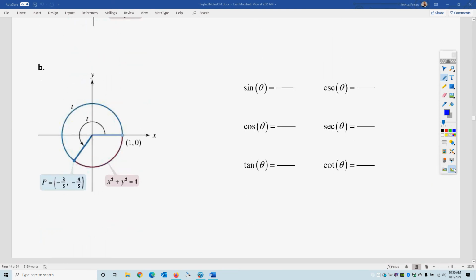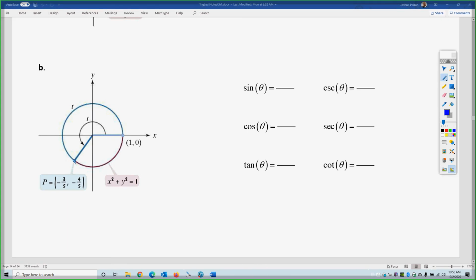Okay, so we have another coordinate here in the third quadrant, which is negative, negative. It still makes a triangle, right? We have an x value and a y value. The y value is sine, which is negative 4/5. The x value is negative 3/5. Tangent is y over x, which is negative 4/5 over negative 3/5. The double negatives cancel, giving me 4/3. I can reciprocate them to get cosecant and secant, keeping the negatives on top, and 3/4.